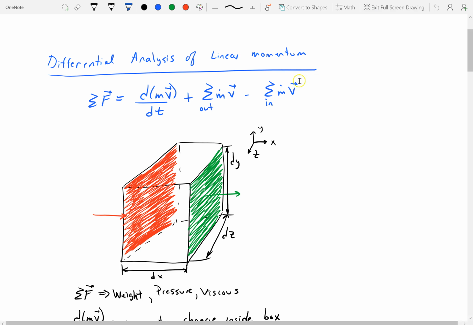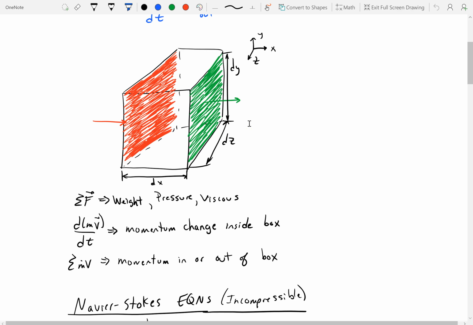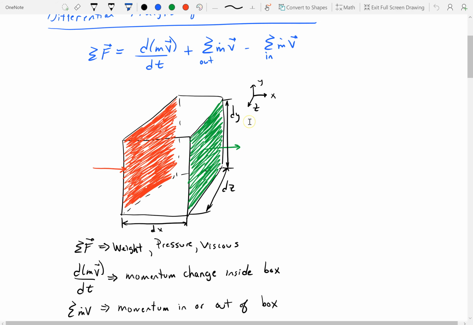So if you remember, the sum of the forces in linear momentum for a control volume equals the change in momentum per unit time of the control volume plus the momentum out minus momentum in. Just like the previous lecture on conservation of mass in differential form, we can do the same thing for momentum and only look at a differential element inside the flow. So again, we have momentum coming in and momentum going out.